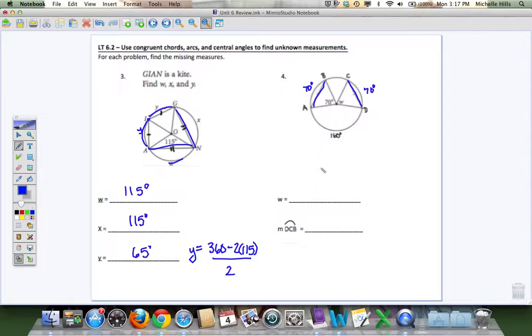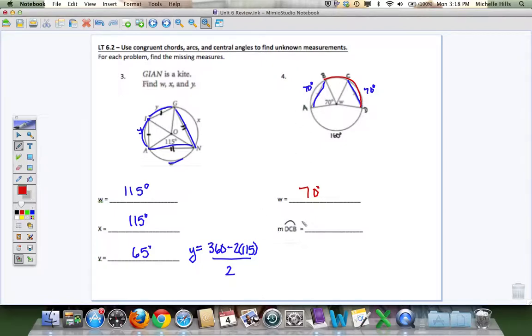So to find the measure of arc DCB, so paying attention to what they want, the arc DCB, that measure. Well, first of all, W is 70 degrees because these intercept these congruent chords.